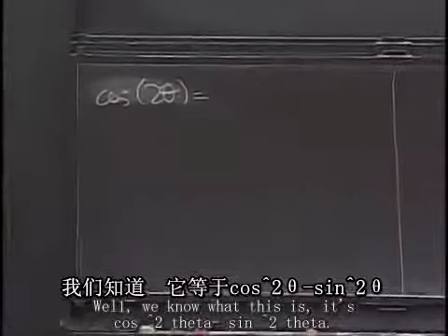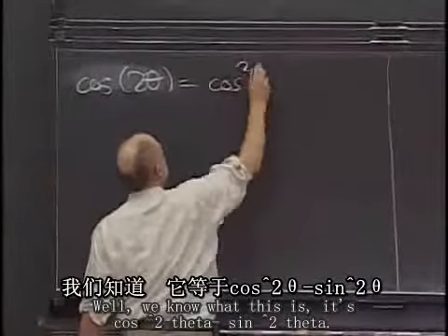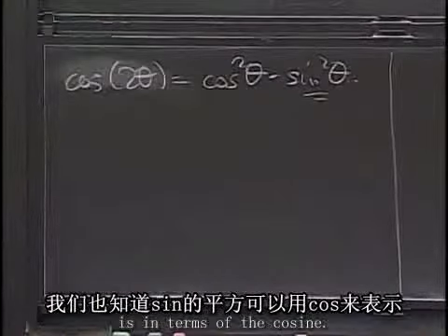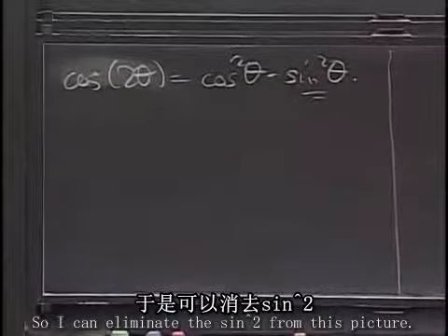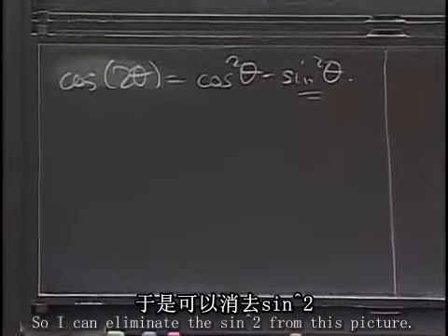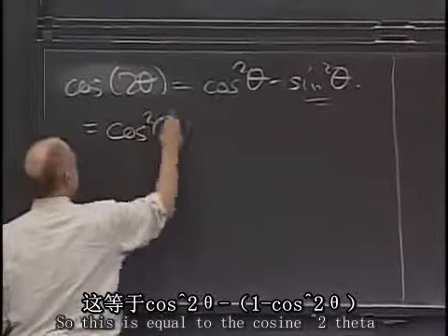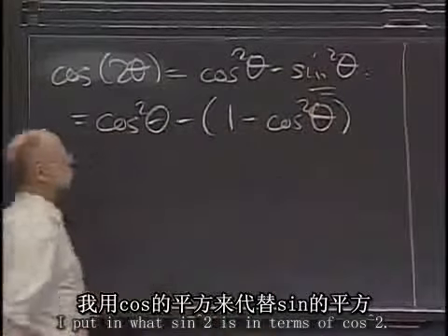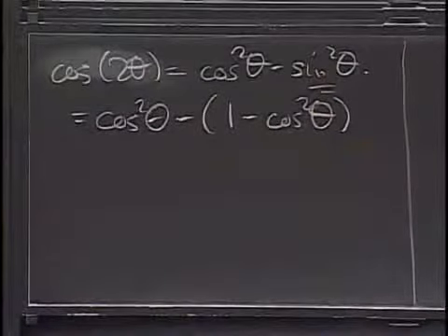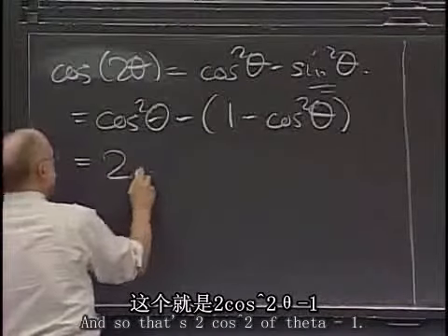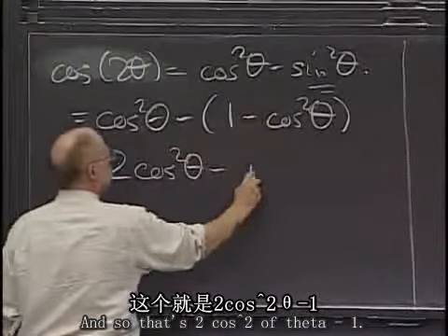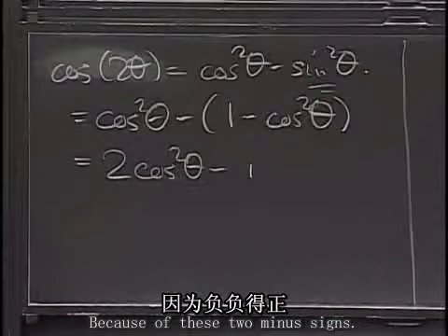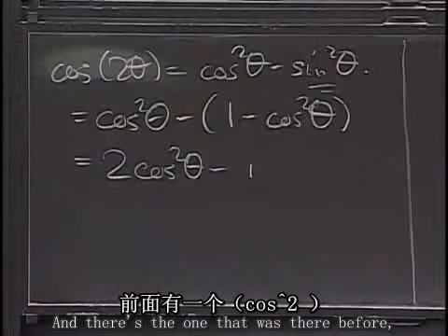Okay, well, we know what this is. It's cosine squared theta minus the sine squared of theta. But we also know what the sine squared of theta is in terms of the cosine. So I can eliminate the sine squared from this picture. So this is equal to the cosine squared of theta minus the quantity 1 minus cosine squared of theta. I put in what sine squared is in terms of cosine squared. And so that's twice the cosine squared of theta minus 1. There's this cosine squared, which gets a plus sign because of these 2 minus signs. And there's the one that was there before, so altogether there are 2 of them.